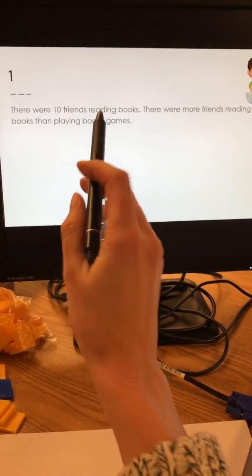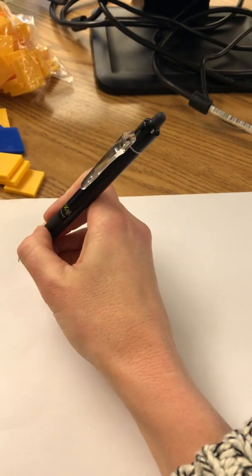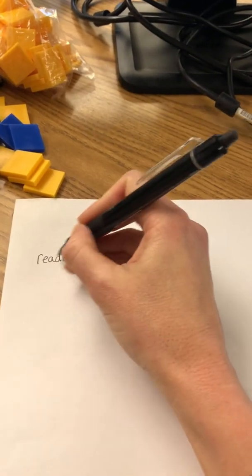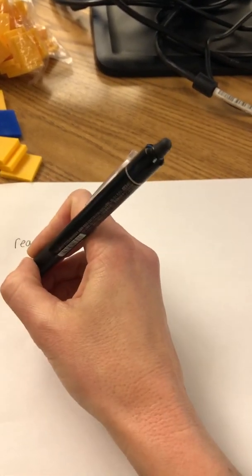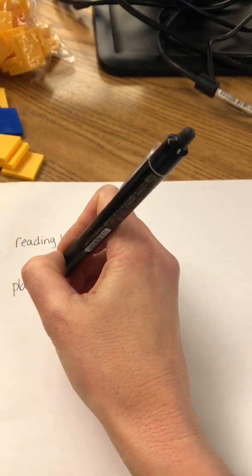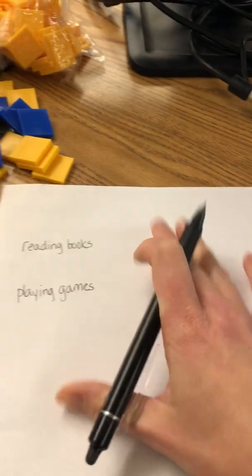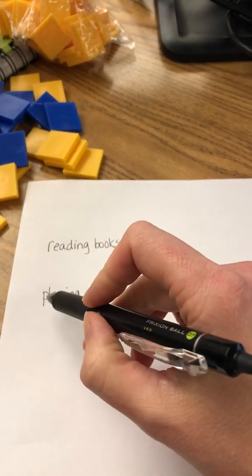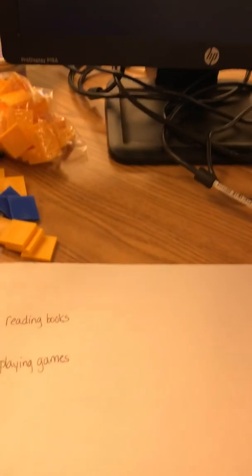So there are 10 friends reading books. So remember, with comparison, we're talking about comparing two different quantities. So reading books, and the other one is playing board games. You can encourage students to label, which would be great. You can also have them just put R and P or R and G, whatever it is. Okay, so remember, there were 10 friends reading books.